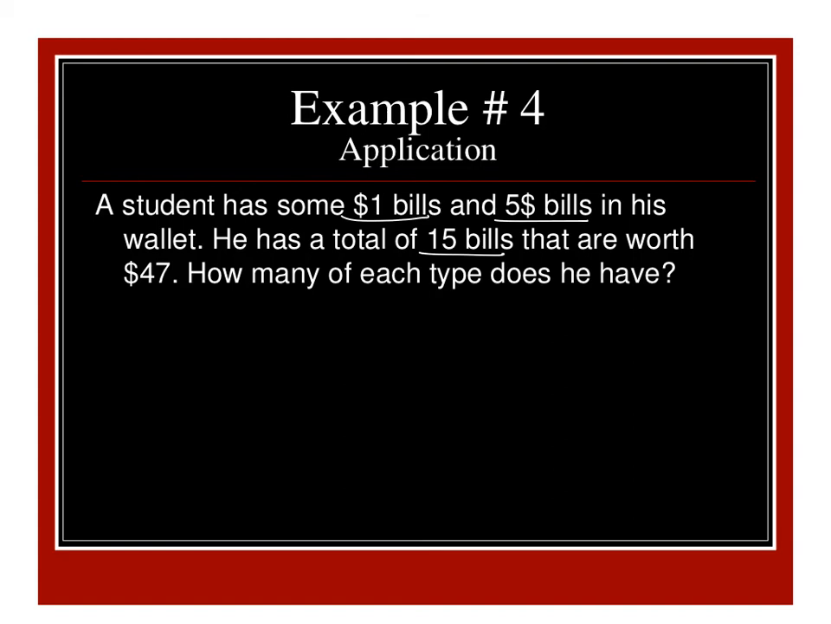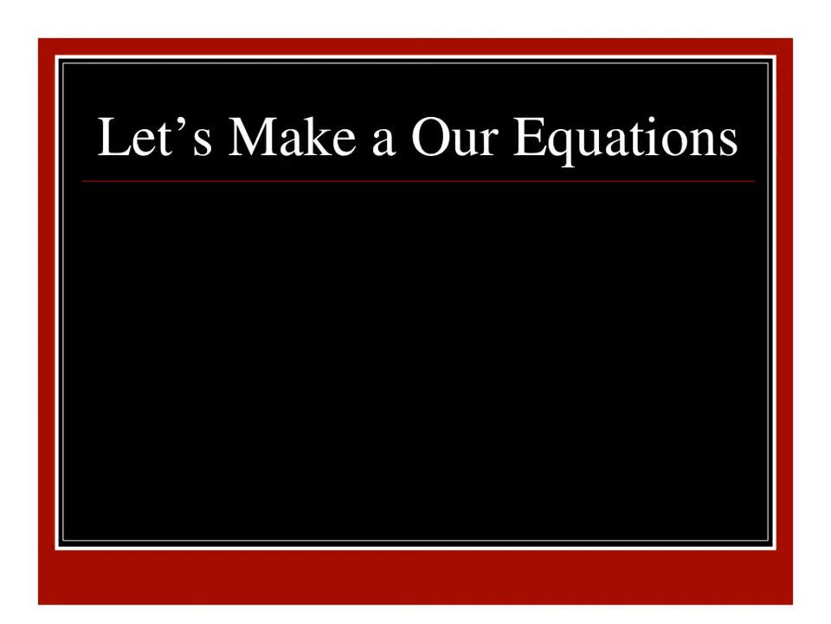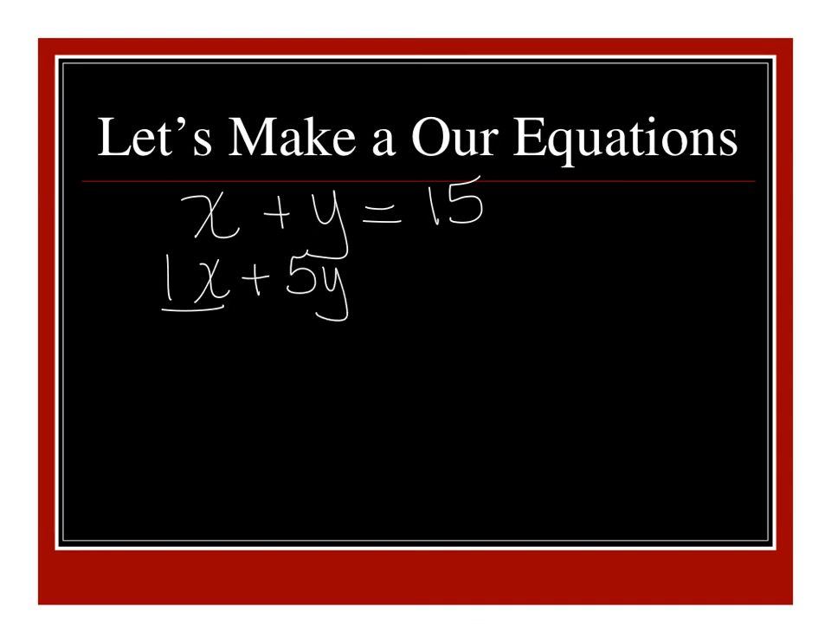So what we're going to do is set up a system of equations. First of all, we're going to let x equal our number of $1 bills, and we're going to let y equal our number of $5 bills. And we're going to take that information and make equations. So we have 15 bills total. So our number of $1 bills plus our number of $5 bills has to be 15 bills. Also, a $1 bill is worth $1. So $1 times how many $1 bills we have, plus $5 times how many $5 bills we have, has to equal how much money we have, which is 47.